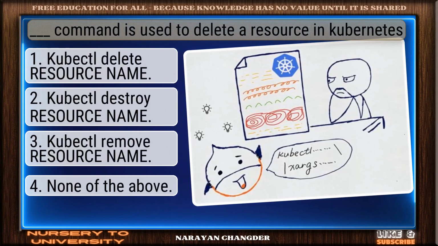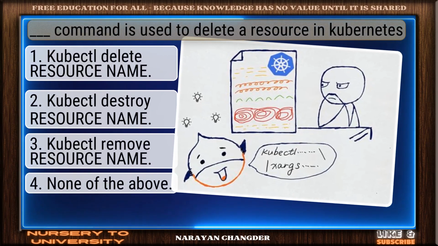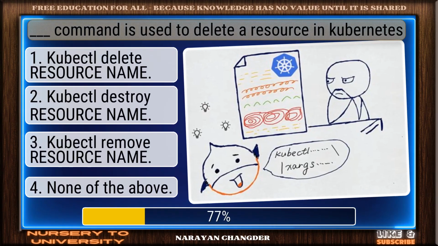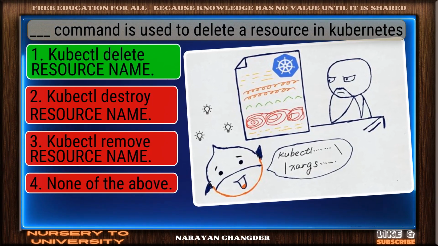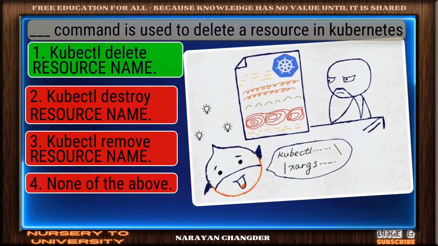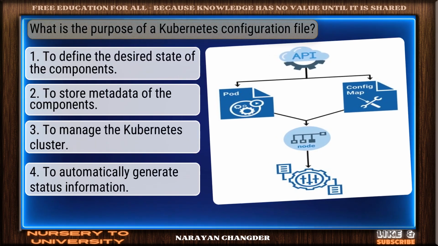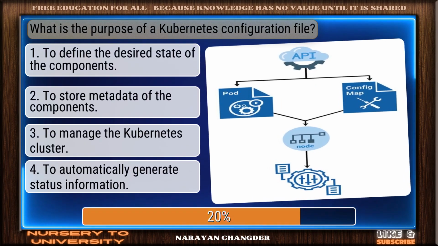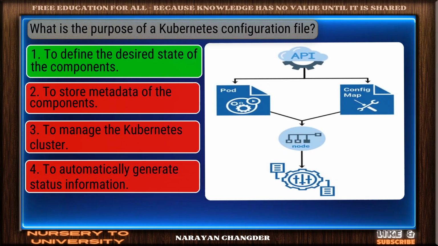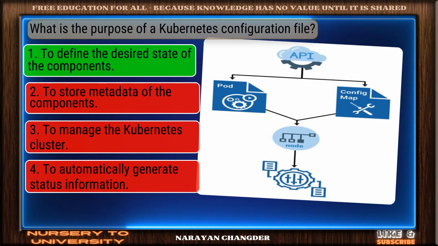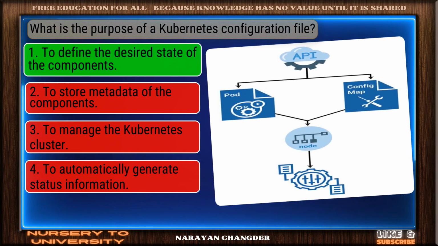Question number 31. Dash command is used to delete a resource in Kubernetes. Great job. Kubectl delete resource name is the accurate answer. Question number 32. What is the purpose of a Kubernetes configuration file? Smart pick. To define the desired state of the components is the correct choice.